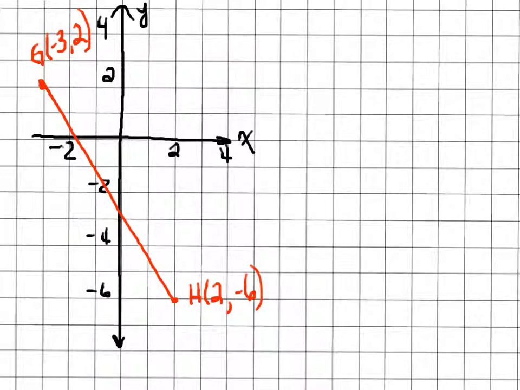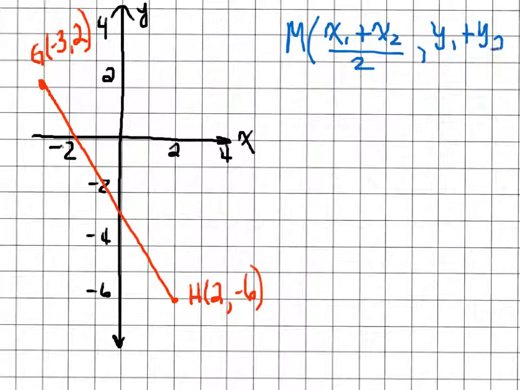Now, sometimes students say, well, does it matter which I choose as point 1 or point 2? And the answer is no, as long as you're consistent. So if we know that the midpoint formula is x1 plus x2 divided by 2, y1 plus y2 divided by 2. As with distance formula, just label your points. So I'm going to choose G as point 1. So this will be x1, and this will be y1, and 2 will be x2, and -6 will be y2. And that way you don't get confused between which one is which. So this way it makes sure that you're as consistent as possible.